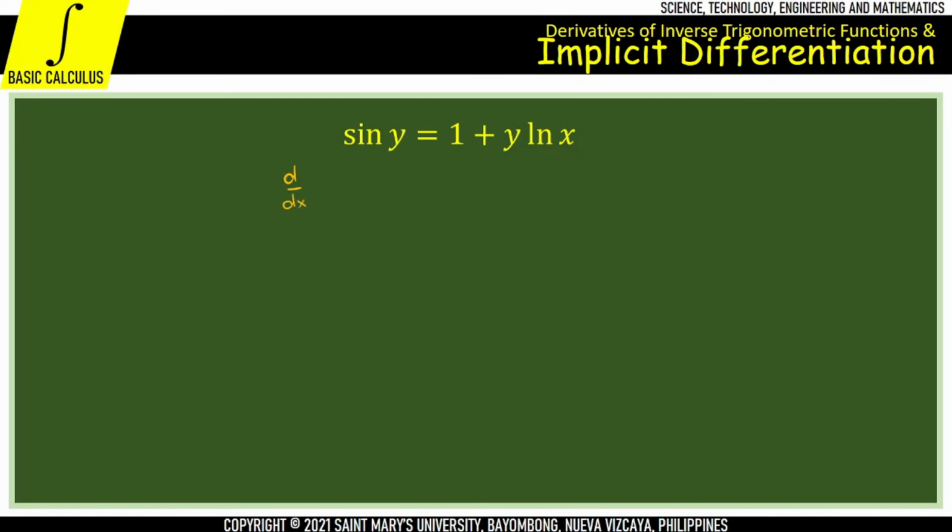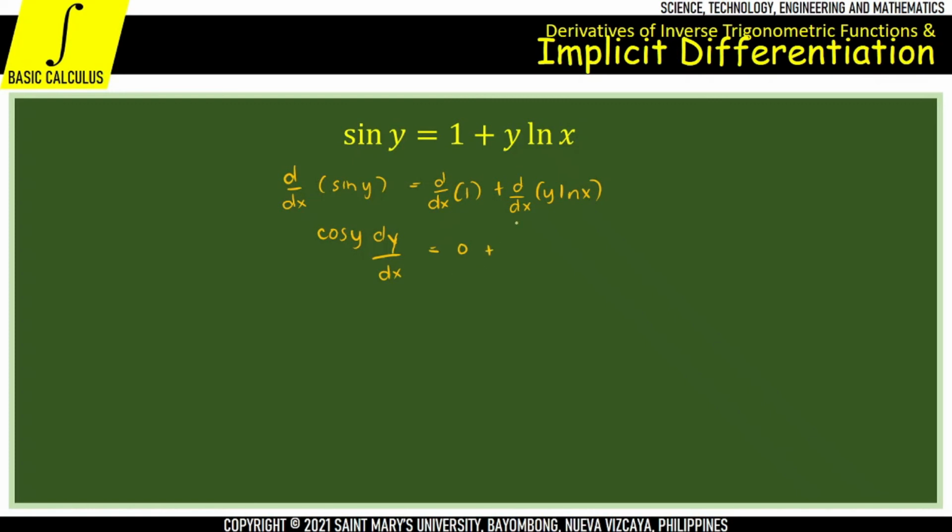So we have d all over dx of sine y is equal to d all over dx of 1 plus d all over dx of y multiplied by ln of x. Next, derivative of sine y is equal to cosine of y dy all over dx. So that is our derivative for the left side. Okay, next, derivative of a constant is equal to 0.